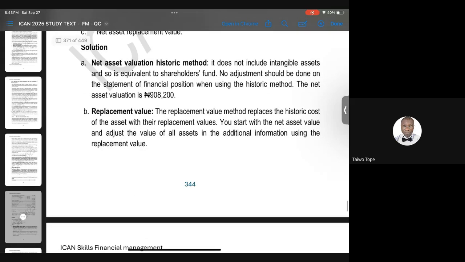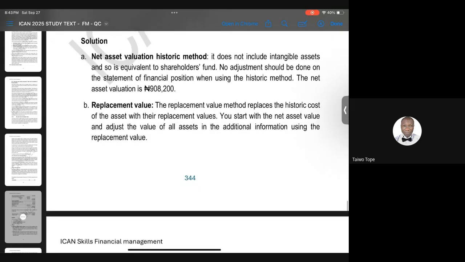So the solution now, let's see what the study pack is telling us. The net asset valuation historic method does not include what? Intangible what? Assets. Did I mention that in my explanation? Yes, it does not include intangible assets, and so it is equivalent to shareholders' fund. No adjustment should be done on the statement of financial position when using the historic method. The net asset valuation is 908,200.